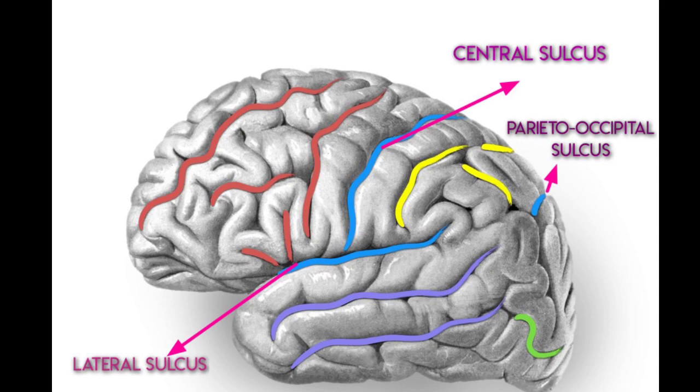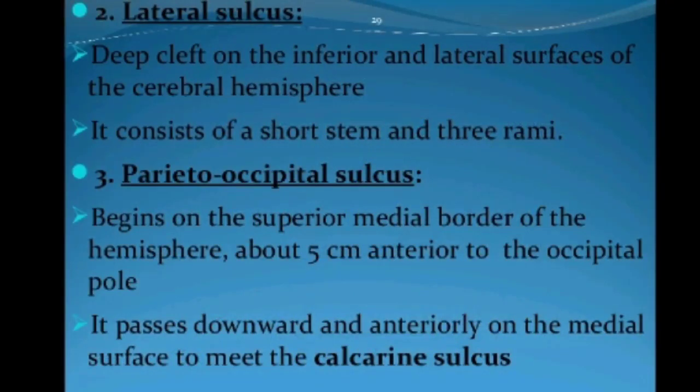The third main sulcus is the parieto-occipital sulcus. It begins on the superomedial border of the hemisphere about 5 cm anterior to the occipital pole. It passes downward and anteriorly on the medial surface to meet the calcarine sulcus.